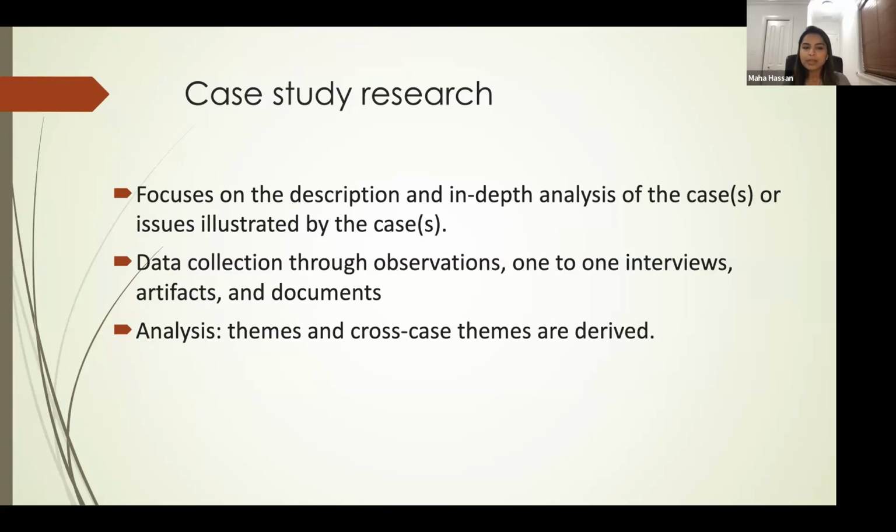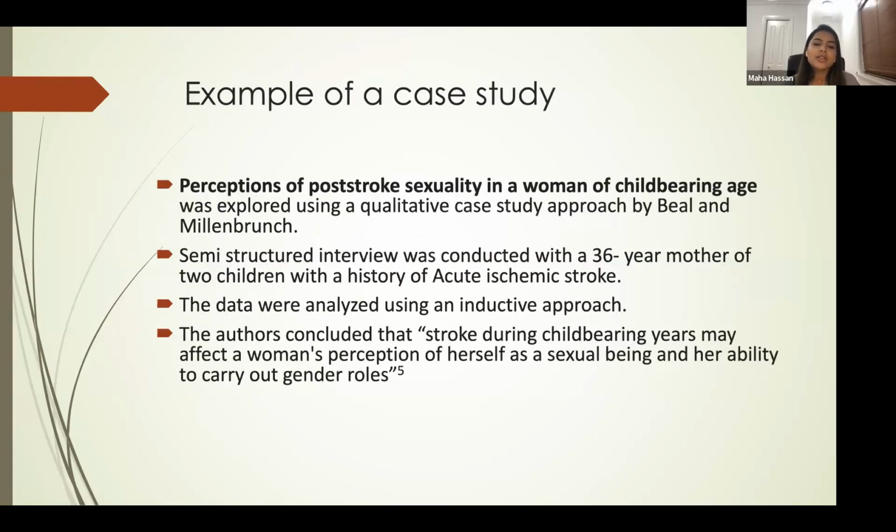And just to give you an example, let's see, I do have an example here. The perceptions of post-stroke sexuality in a woman of childbearing age was explored through a qualitative case study approach, where they interviewed a 36-year-old mother of two children with a history of acute ischemic stroke. Data was analyzed, and they were able to conclude that stroke during childbearing years may affect a woman's perception of herself as a sexual being and her ability to carry out gender roles.